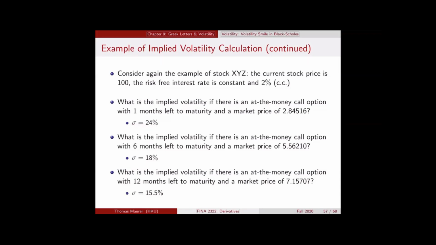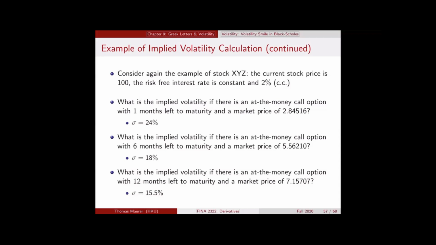Then you could look at the same stock XYZ, but now look at an at-the-money call option with 6 months left to maturity, so longer term. And let's suppose that the market price is $5.56. Here you would find that the implied volatility is only 18%. And then again, if you look at another option, also an at-the-money call option with 12 months to maturity, and let's suppose this has a market price of $7.15, then you would get an implied volatility of 15.5%.